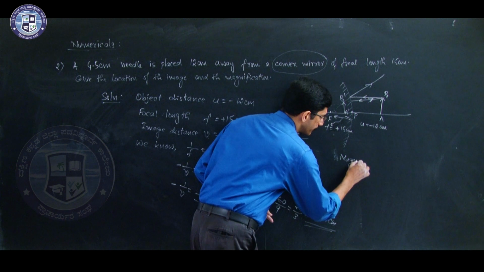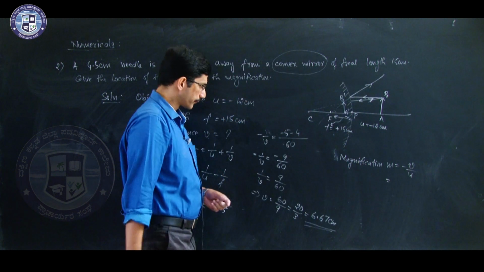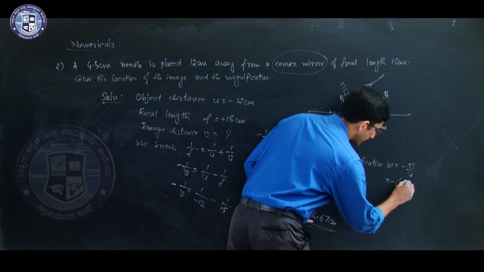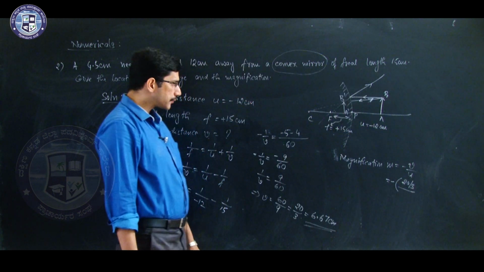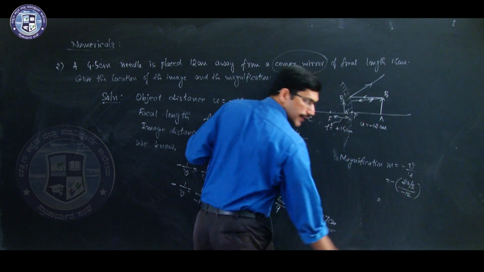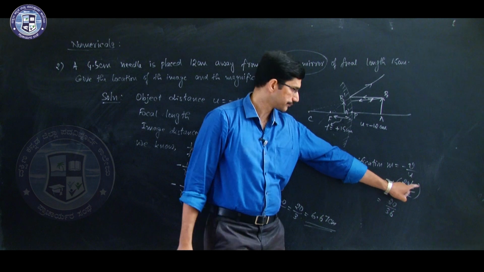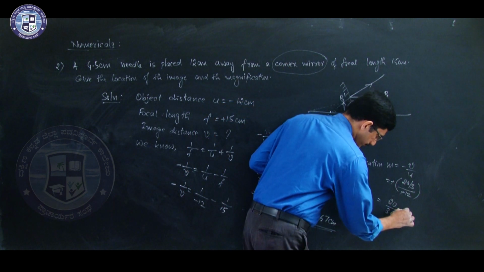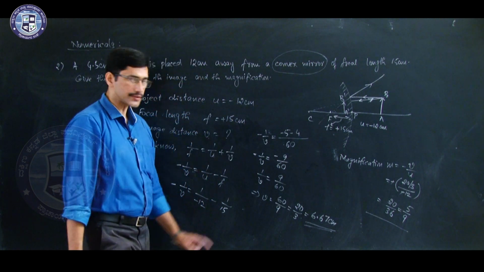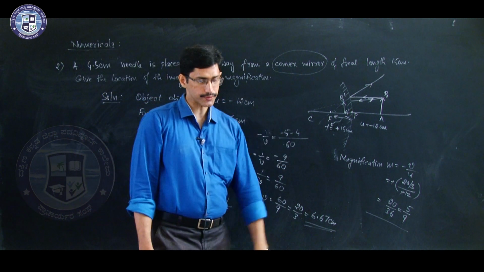Next, we will find the magnification, and the magnification m is equal to minus v divided by u, that is minus of image distance. Image distance is 6.67, or let me write it as 20 by 3, divided by the object distance. Object distance is minus 12. So, this minus and minus gets cancelled. So, it is 20 divided by 36, 12 into 3, that is 36. 20 by 36 is 5 by 9. Therefore, the magnification is plus 5 by 9, which is less than 1. Hence, the image formed is diminished, and the magnification is 5 by 9.